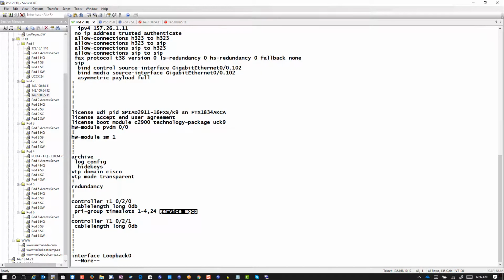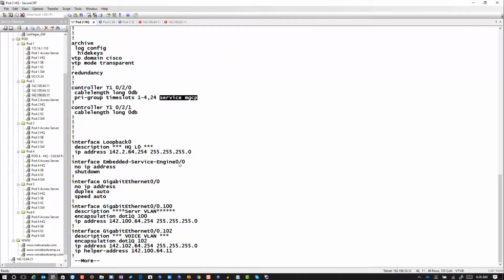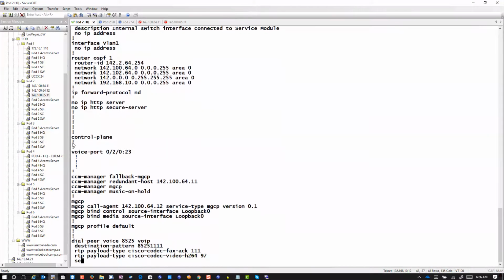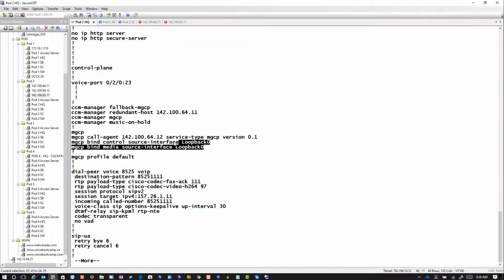Service MGCP. Make sure you know your loopback address. Now these are my MGCP configuration. First you start with mgcp call-agent, your active Call Manager, then service MGCP.